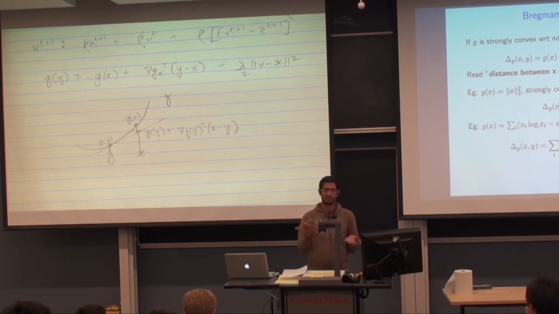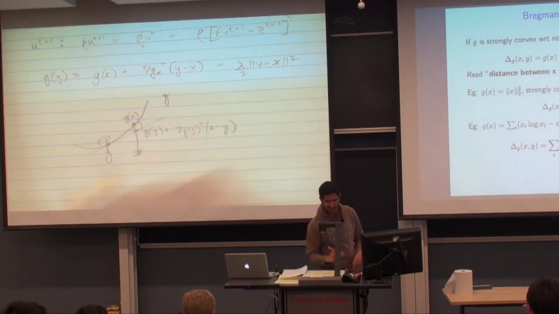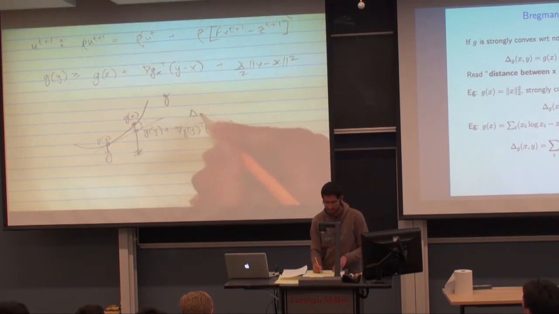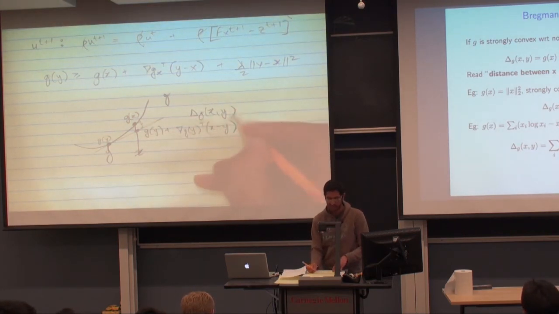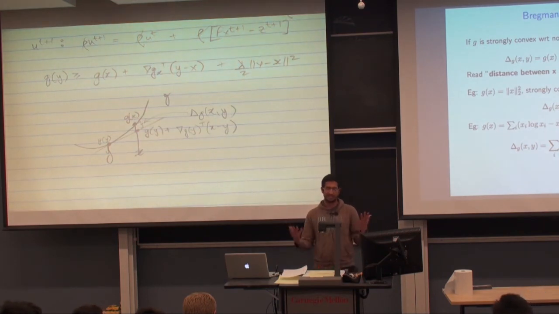So that's the linear approximation to G. And the difference between G of x and G of y plus gradient of y transpose times x minus y, that difference is what I'm calling the Bregman divergence between x and y. Okay, so for a different G, that delta G of x and y is going to be different.